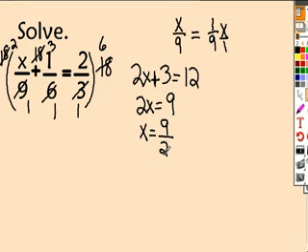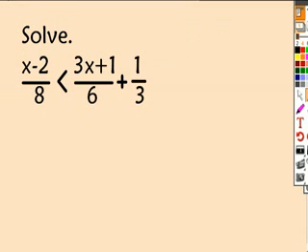So some of your equations are going to have one solution. This one is an inequality. The only thing you have to remember with inequality is if you choose to multiply or divide by a negative, you have to flip the inequality. So common denominator of 8, 6, and 3.